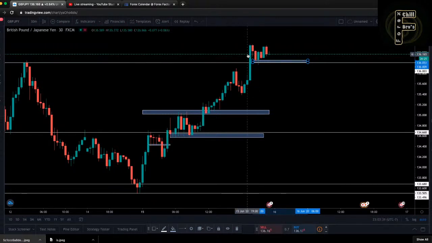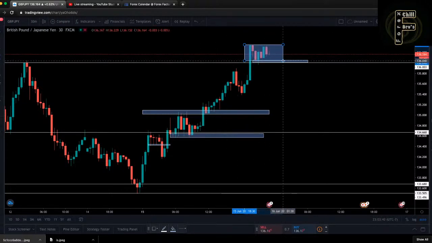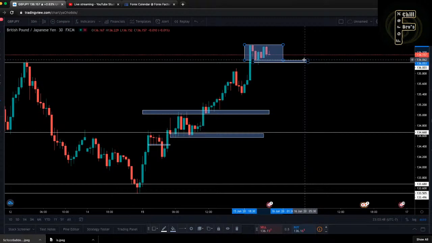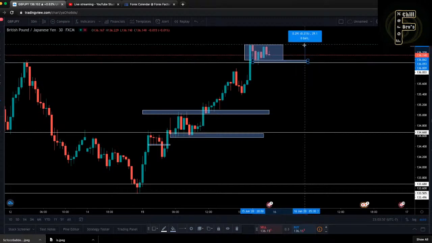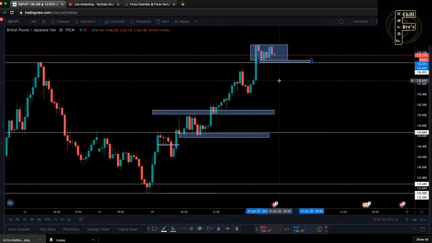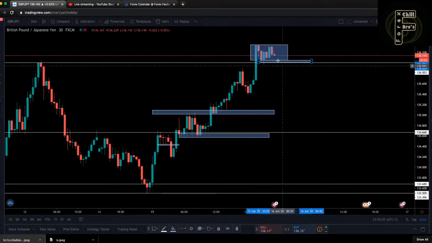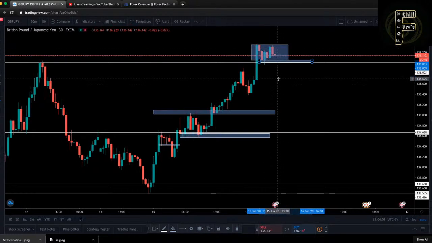But if you look, we are just ranging in a particular spot. Let's see how many pips this is. This is a 27 pip range. For me, I don't like trading in the range. I try to wait for price to break out, then I take my trade.